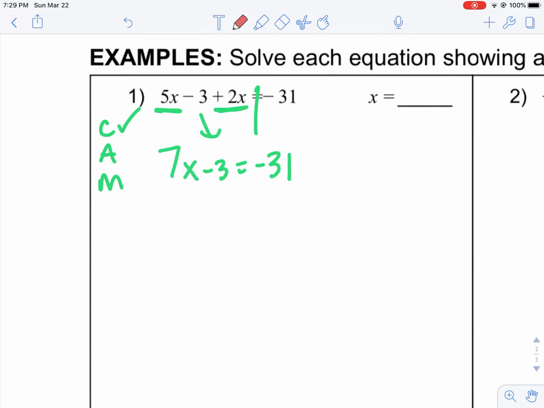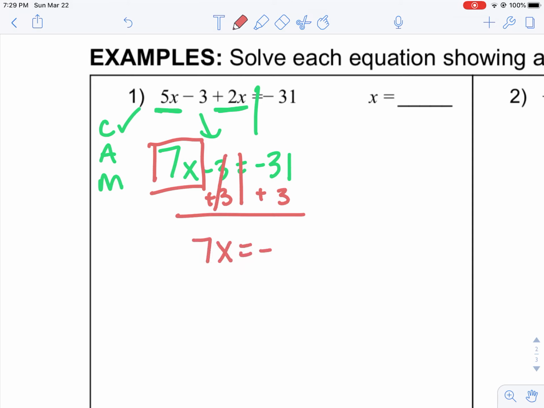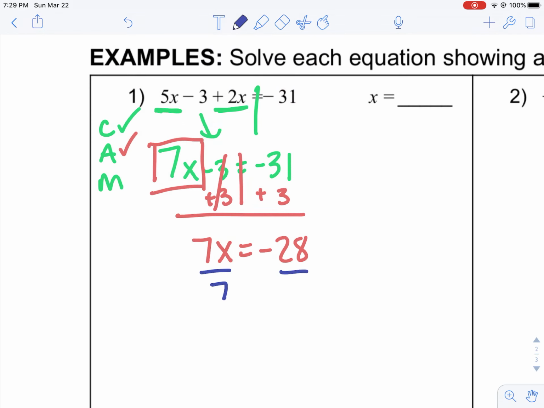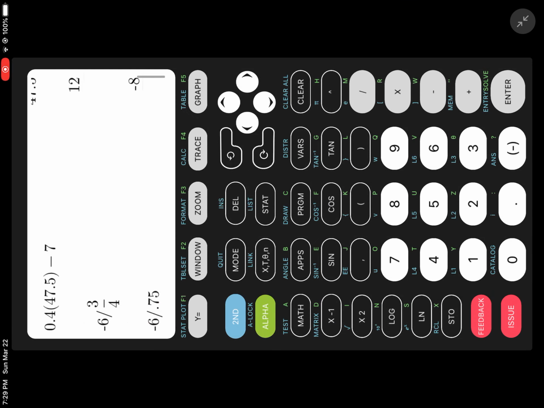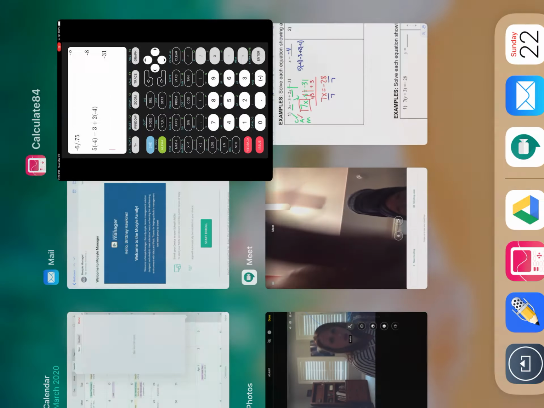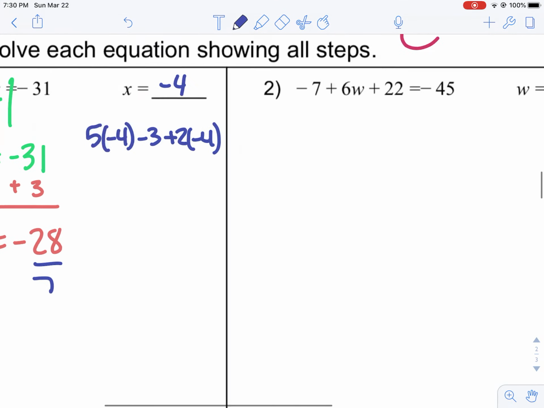Okay? So I've done the combining. Now this takes us back to the first 2 steps. So 7x, I move 3 by adding it to both sides. And then I divide everything by 7, and x is a -4. Do a quick check, again, either on a phone calculator or that Calculate 84. So 5 times -4, minus 3 plus 2 times -4, and do I get -31? Yes, I do. So make sure you're checking your work there.